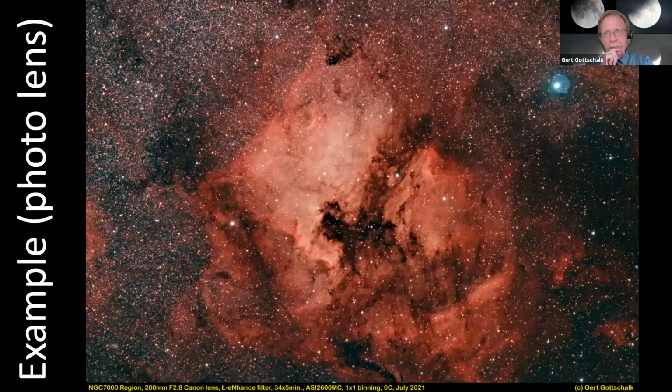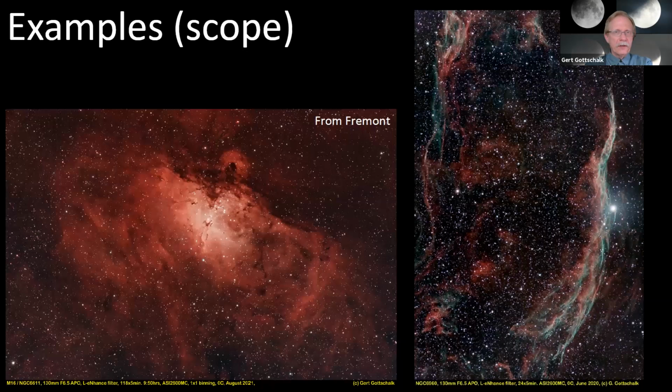I'm showing a couple of examples here. This is an image I've taken from H2O, the North American Nebula region. That is with the L-enhance filter. And here on the left, the Eagle Nebula. Actually, this is from Fremont, through light pollution skies. And of course, with some darker skies, you can do the Veil Nebula. I shot it from H2O because it is behind the overhanging roof of my patio from where I live in Fremont. So I took that image over there.